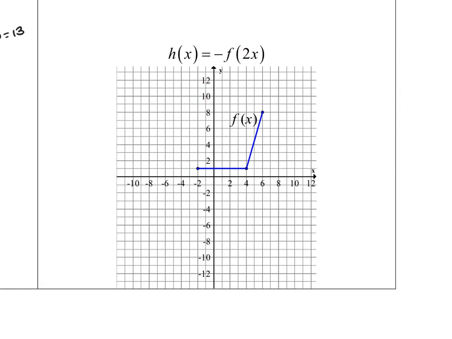Okay, we have another function that has multiple transformations, so I have -f(2x). One is on the outside, one is on the inside, so I don't need to worry about order. On the inside, this f(2x) is a horizontal compression by a factor of 1/2. The negative on the outside is a vertical reflection, so this is going to flip this function over the x-axis. We can start with the horizontal compression part, or we can start with the vertical reflection. It doesn't really matter because they're independent.